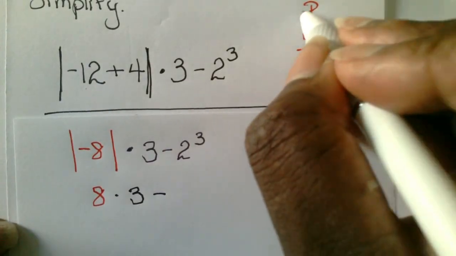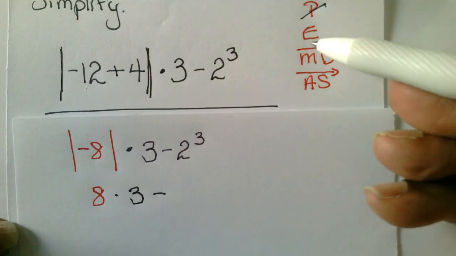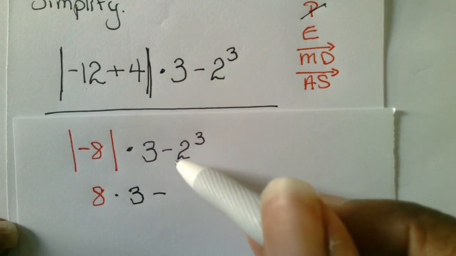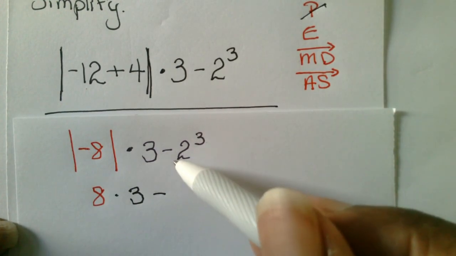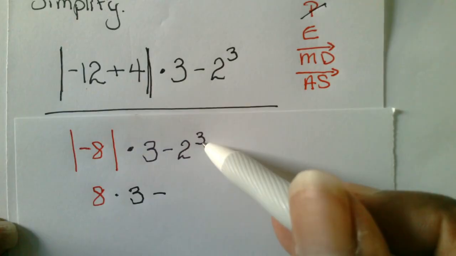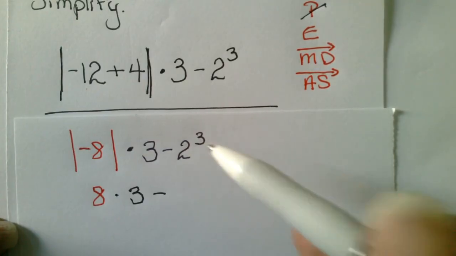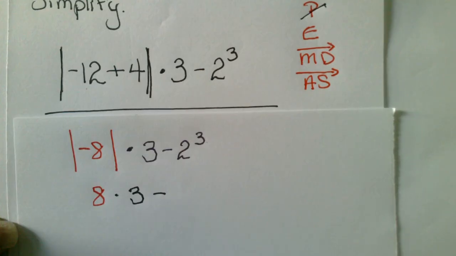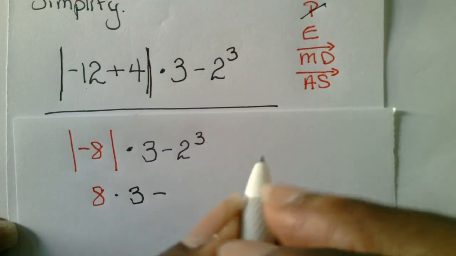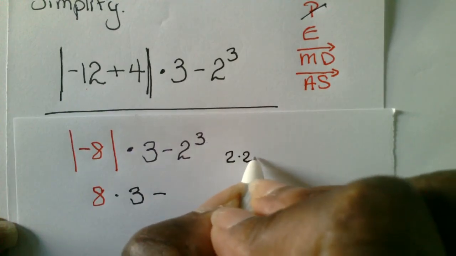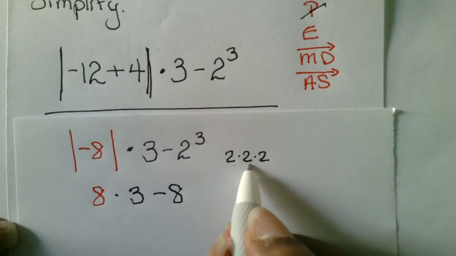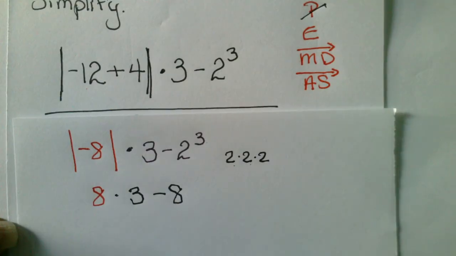So we took care of the parentheses. Boom, that's done. Now we have an exponent: 2 to the 3rd power. Notice it's not in parentheses, so it's not negative 2. It's a positive 2 being raised to the 3rd power. So 2 to the 3rd power is not 6. It gives me 2 times 2 times 2. 2 times 2 gives me 4, and 4 times 2 gives me 8.